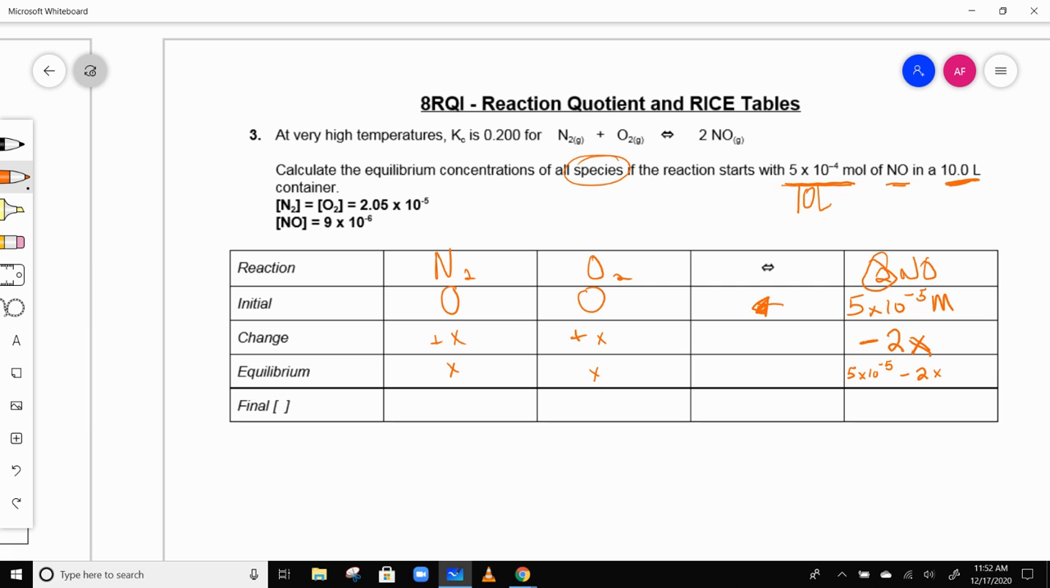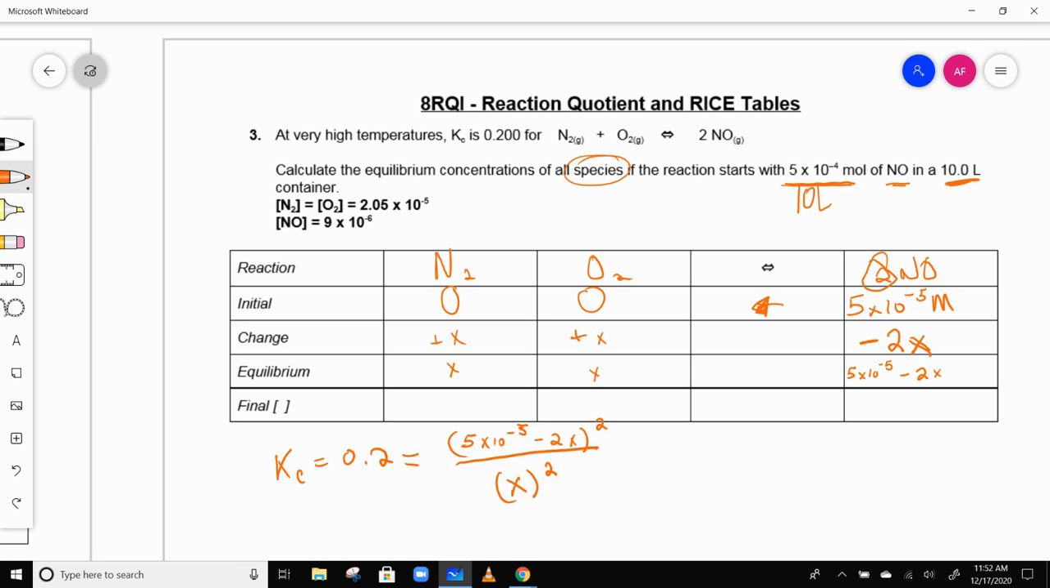Okay, now we write our KEQ statement, or KC statement. KC is equal to 0.2. I'm not going to write out everything, but it's the concentration of NO squared, so it's going to be (5 times 10 to the negative fifth minus 2x) squared over x times x, or x squared. These are the simplest ones when you have a squared over a squared, because we can take the square root of both sides. Makes it a lot easier.